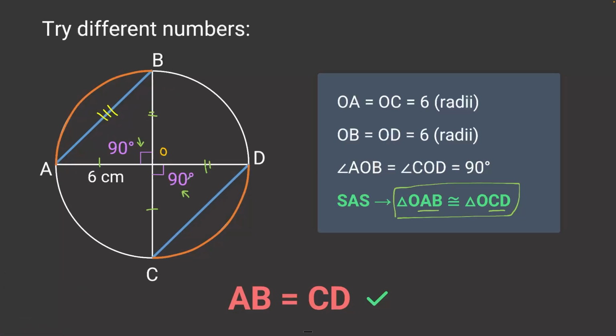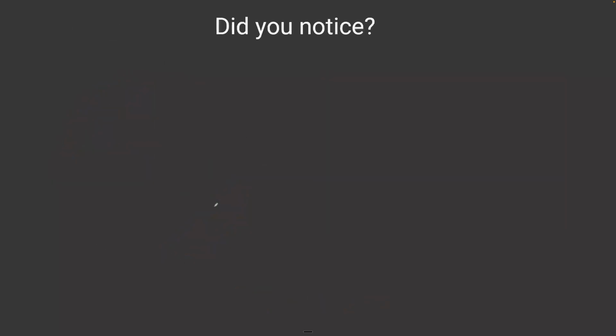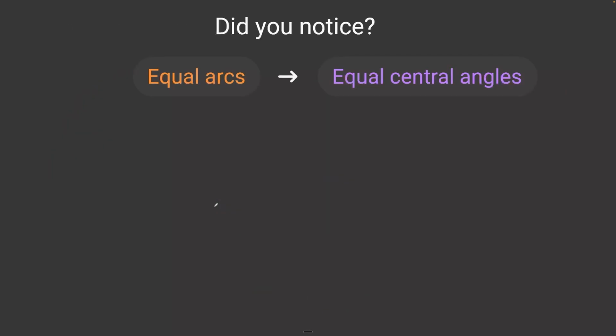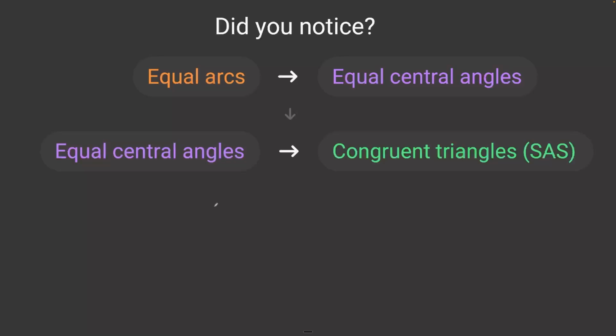So the two chords are equal. So we can clearly say that if the arcs are equal, then the chords will be equal. But did you notice that equal arcs create equal central angles? That is the first. Equal central angles help us prove the congruency of triangles, because that's when we get the SAS congruence, because radius is always going to be equal. If the arcs were not equal, then you cannot have this, and that will break the entire cycle.